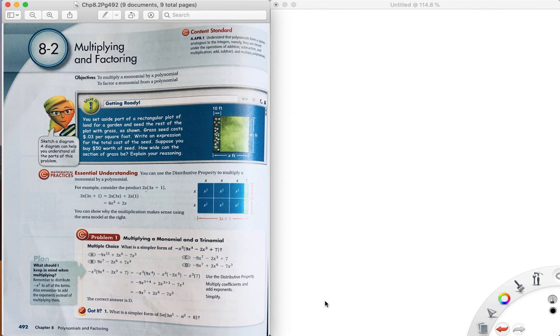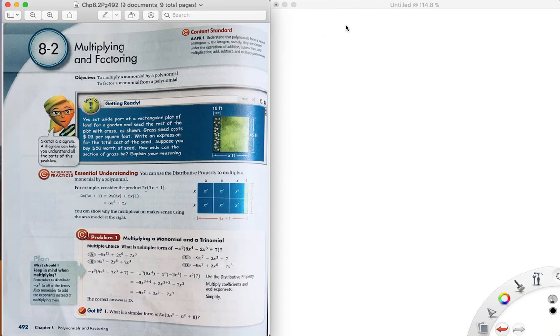Okay, so this is Algebra 1, Semester 2, Chapter 8, Section 8-2 and 8-3. So A2 deals with multiplying and factoring algebraic terms. So the first section deals with multiplying a monomial and in this case a trinomial. So a monomial is a one-term algebraic expression, while a trinomial is a three-term algebraic expression.